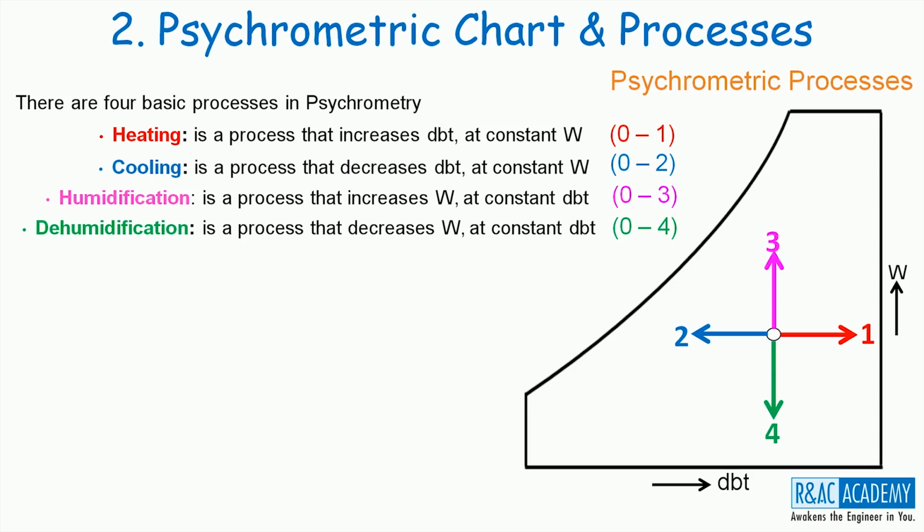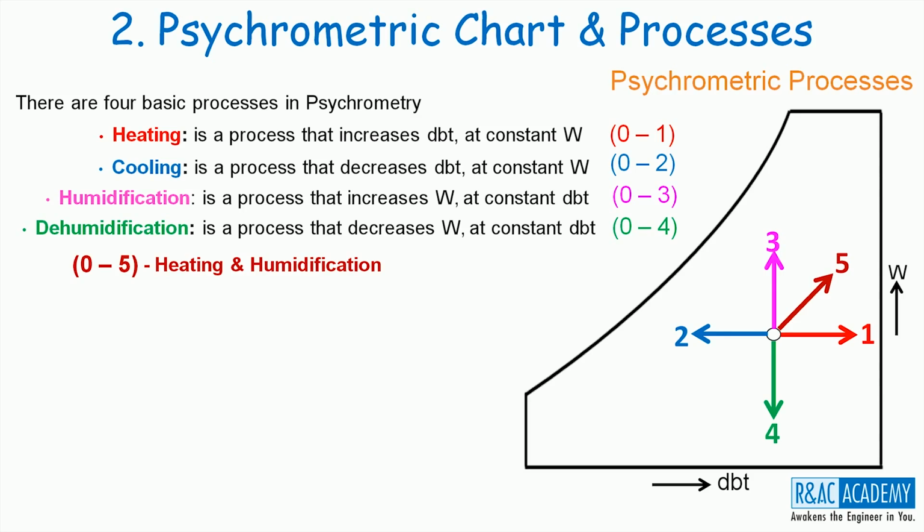There are 4 more processes in between these 4 basic processes. Let us now look at them. Whenever the state of the moisture is moving along 0,5 line, then the state is moving towards right, hence heating, and moving up, hence humidification. Therefore, heating and humidification is the process undergone by the moisture here.